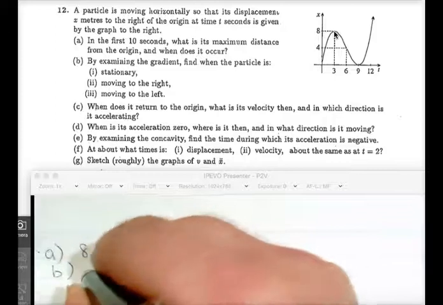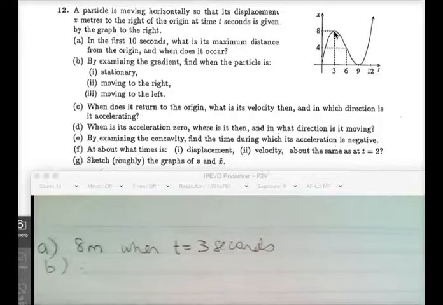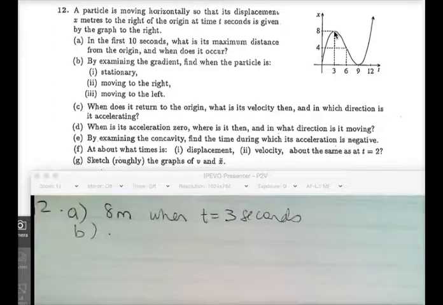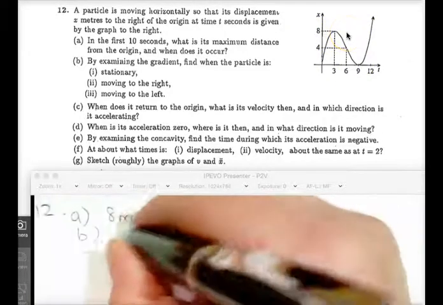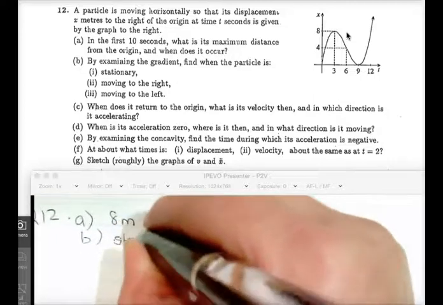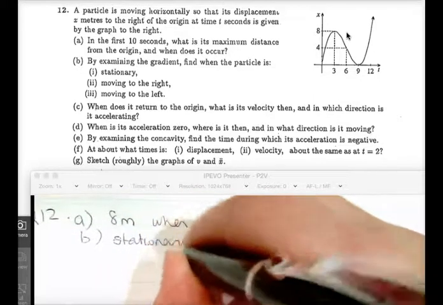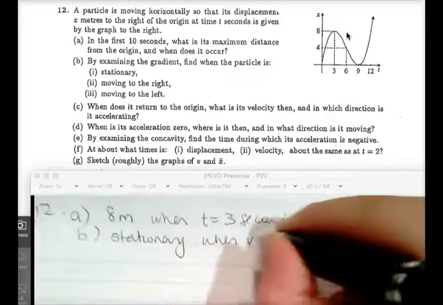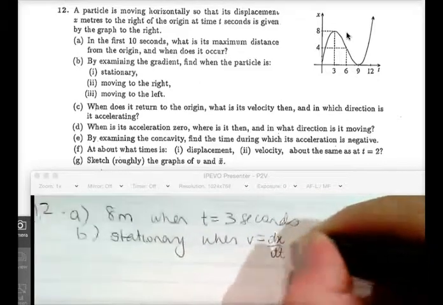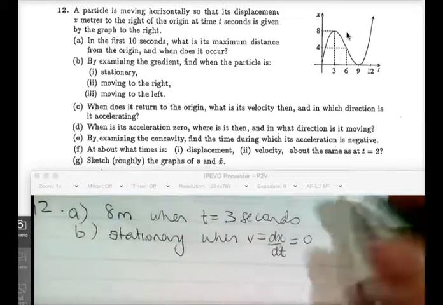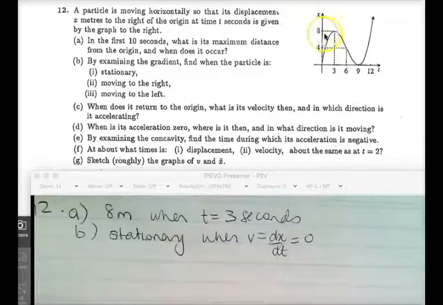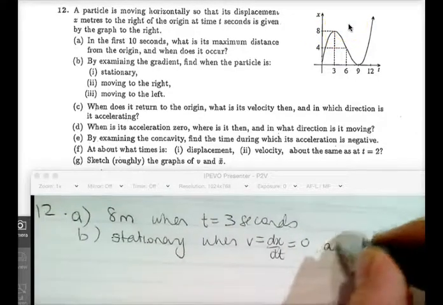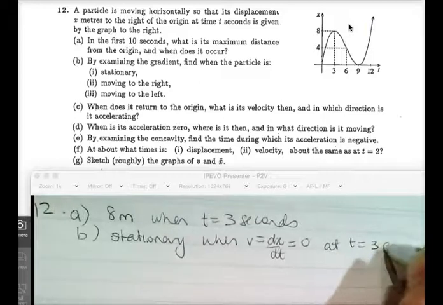Part B, it says by examining the gradient, when is the particle stationary? The particle is stationary when velocity is 0. Now velocity happens to be dx/dt, which is 0, which is the gradient of this original curve, and the gradient is 0 at time equals 3 seconds.